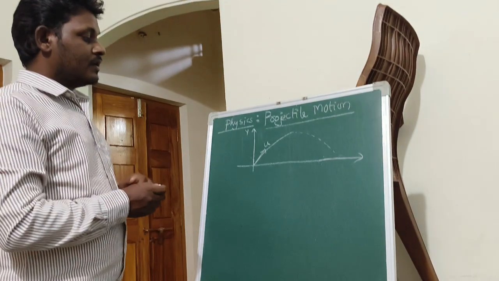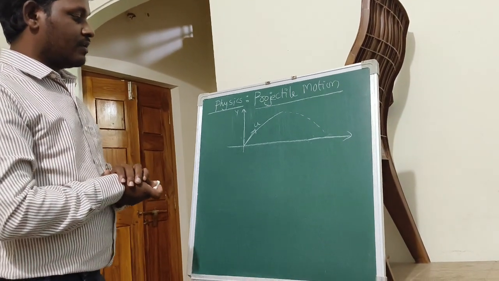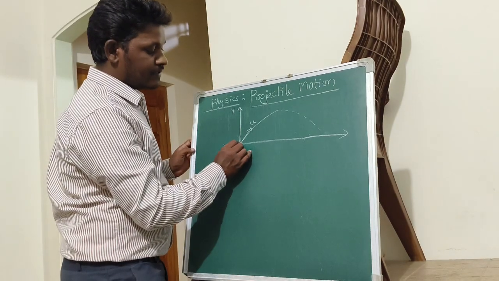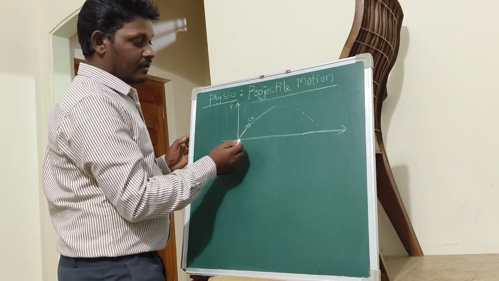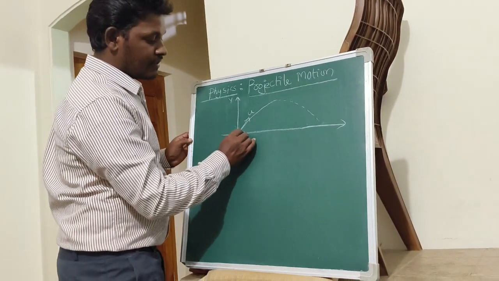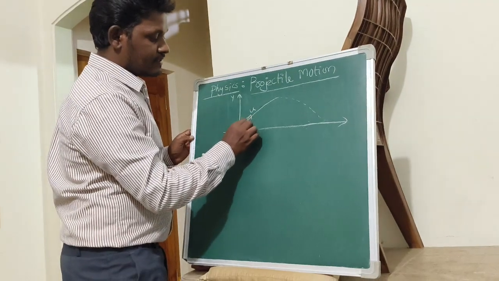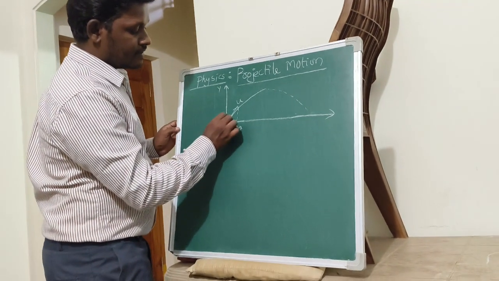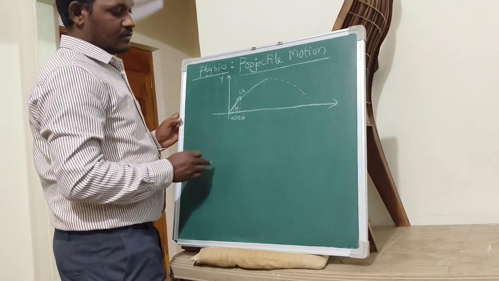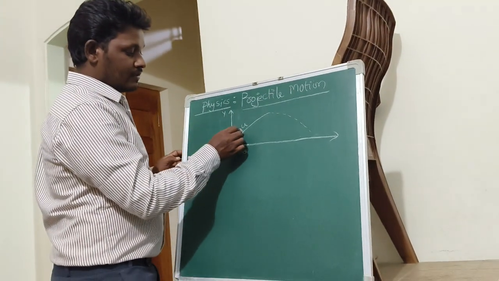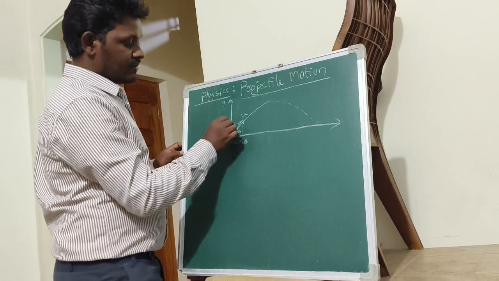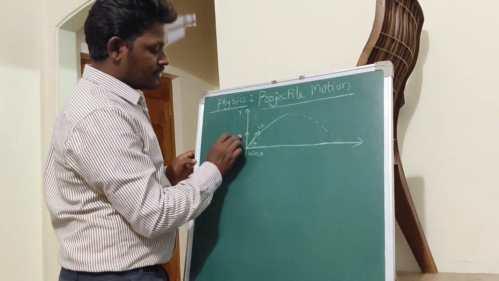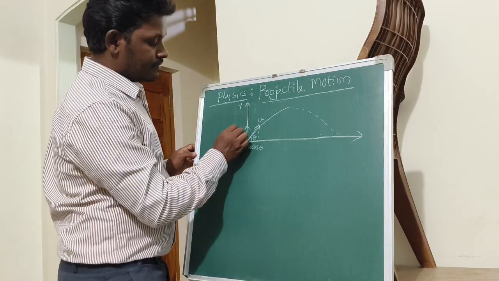We know that velocity is a vector quantity. We can resolve this vector into two rectangular components. One is along the x direction, that is u cos theta, if the projection angle is theta. The component along the y direction is u sin theta.